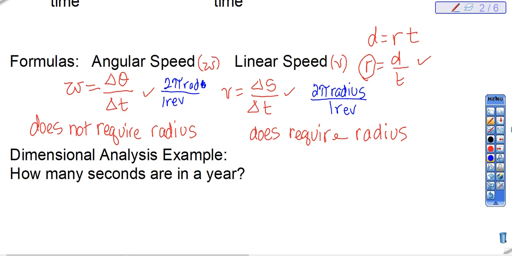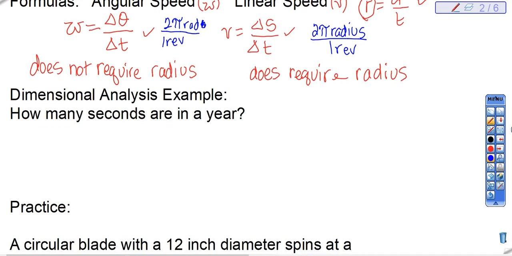All right? So now let's just explain dimensional analysis. Dimensions are just measurements, okay?